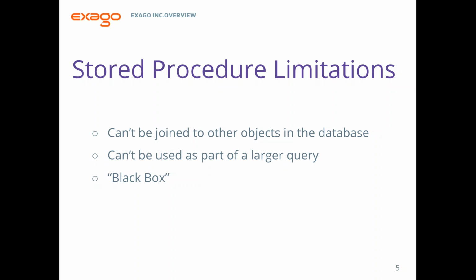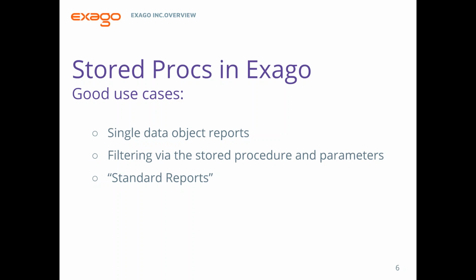So with those limitations and some of the benefits in mind, what might be some good use cases for stored procedures in Exago? The first one is any report where we only need to use one data object. If we have some standalone report that's going to execute by itself, and we don't have to join other objects to that first object, that's going to be a great time to use a stored procedure, because we get to take advantage of things like the performance benefits, some of the complex security and the filtering, without having to worry about any of those detriments we mentioned, like joining in the code and some of those other pieces.